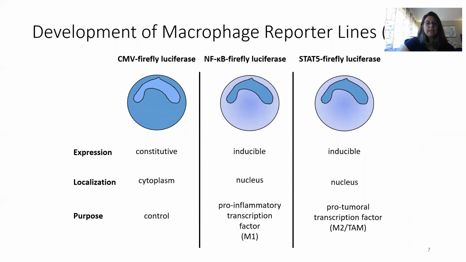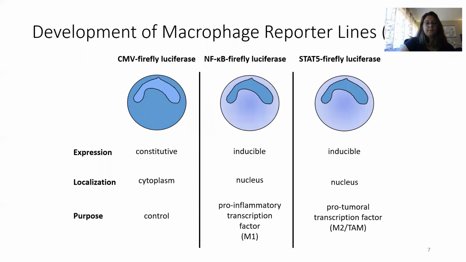We created a few macrophage reporter lines that luminesce as a transcription factor tied to a specific polarization is activated. We've developed three lines so far. The constitutively active CMV labeled line serves as a bioluminescent control. And then we have two inducible lines: NF-kappa B is our M1 or pro-inflammatory marker, and STAT5 is our M2 or TAM marker.